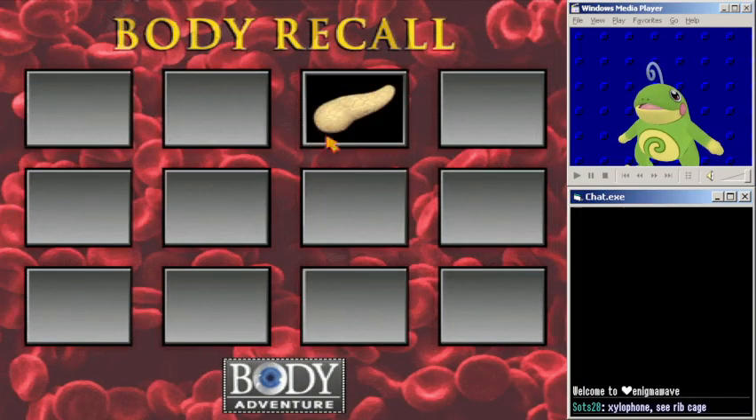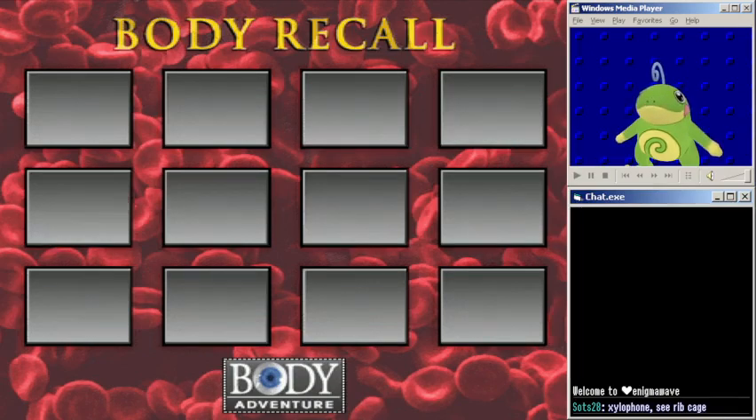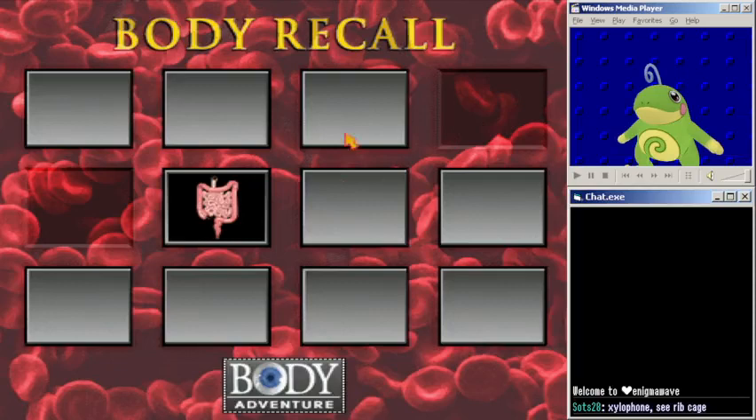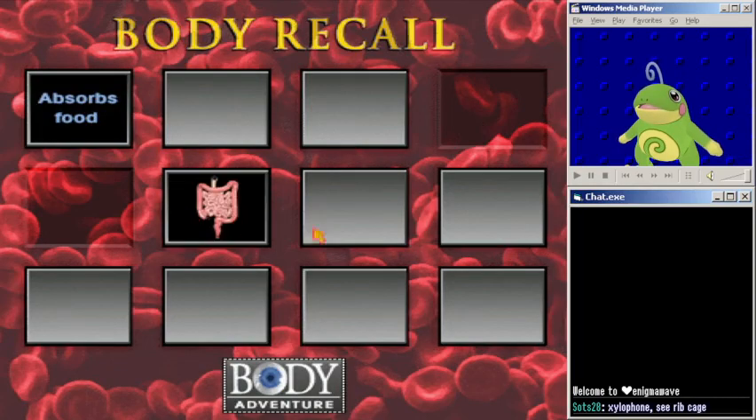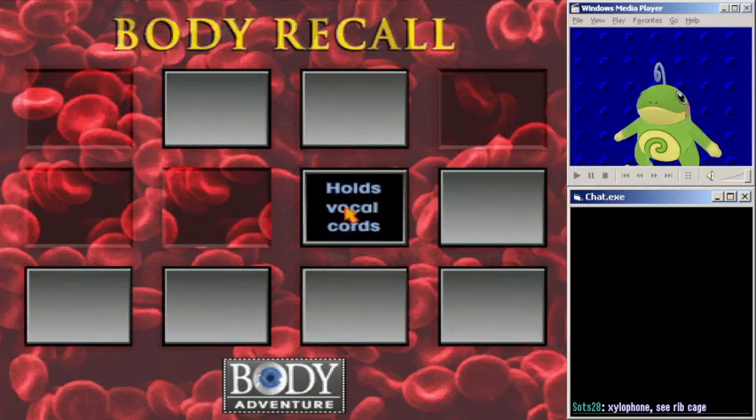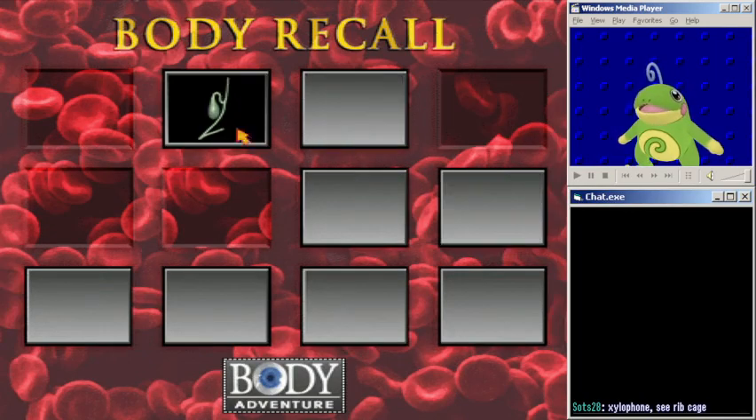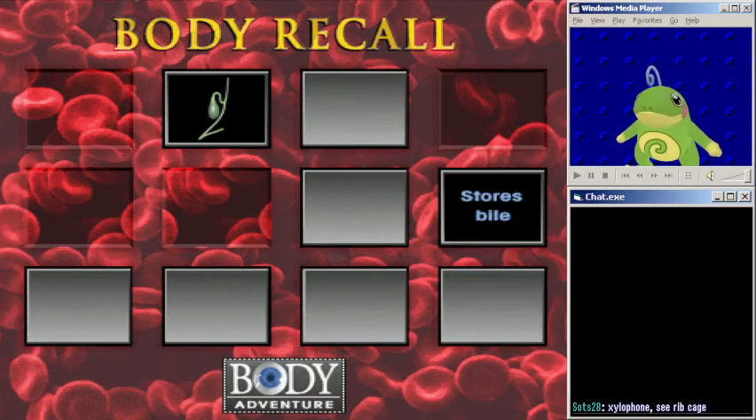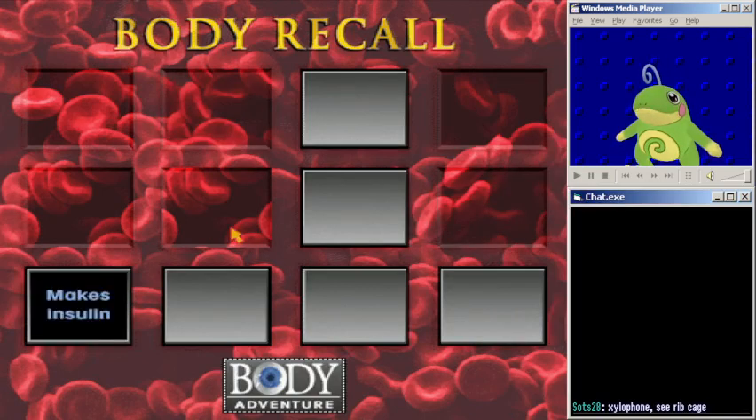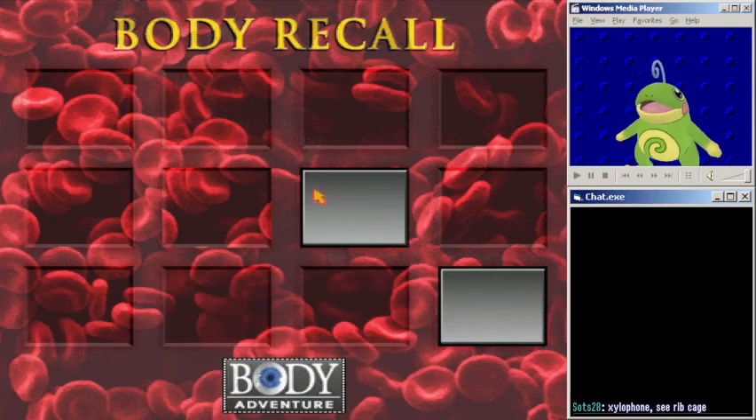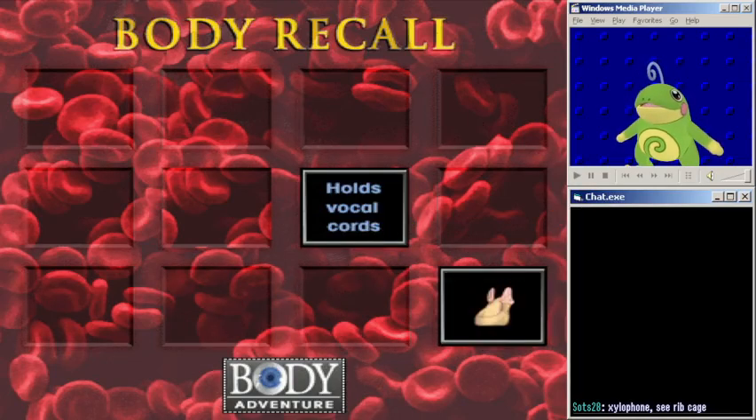Food, no, gallbladder, pancreas, ear, some balance ear. To ear. Oh, did I see? I got absorbed food. Okay. Vocal cords, that's right, it's a weird beanbag chair shaped thing. Gallbladder. Bile to gallbladder. Insulin to pancreas. Uterus. Babies grow here and larynx. Vocal cords. Okay. Great job, doctor.